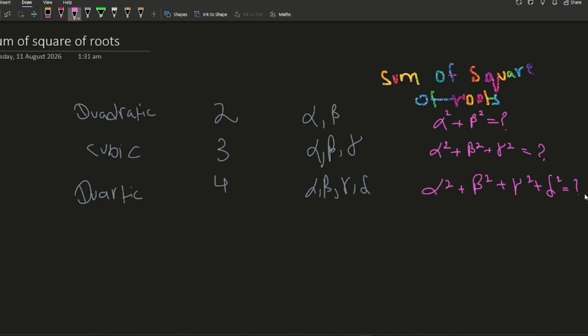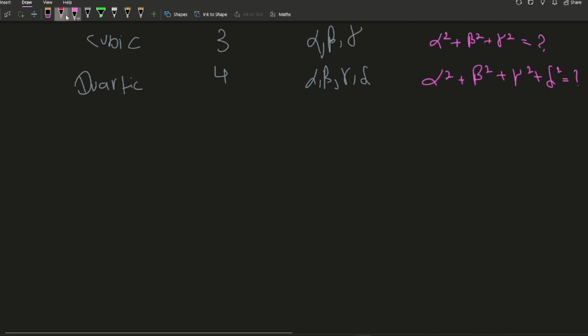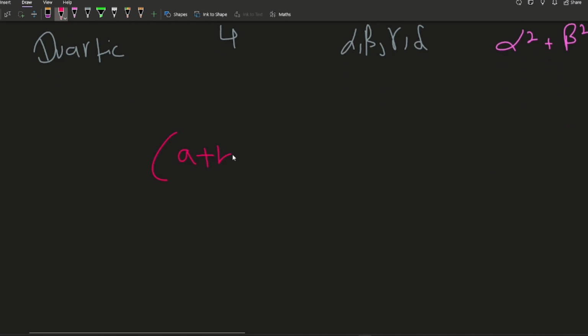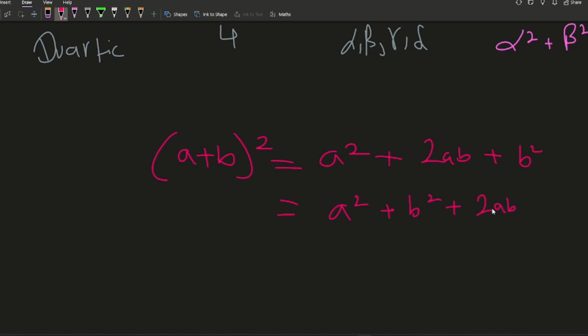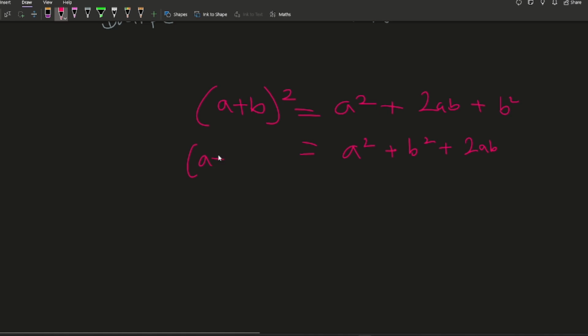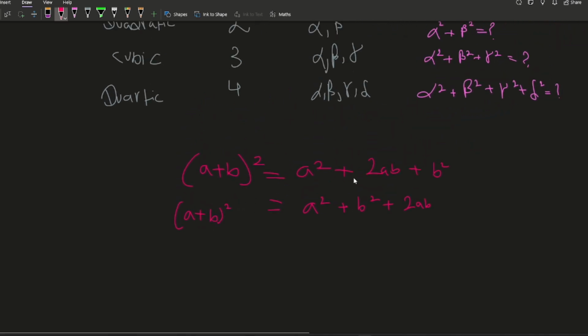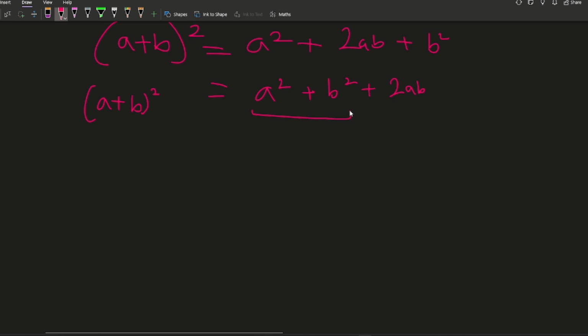So yeah, before we find the values for sum of square of roots, we will first recall an identity which we have been using forever now. The a plus b square identity. If we were to expand this, we will get a square plus 2ab plus b square. Let's write the square terms together: a square plus b square plus 2ab. Now, if we were to make the square terms the subject, how will we do that?